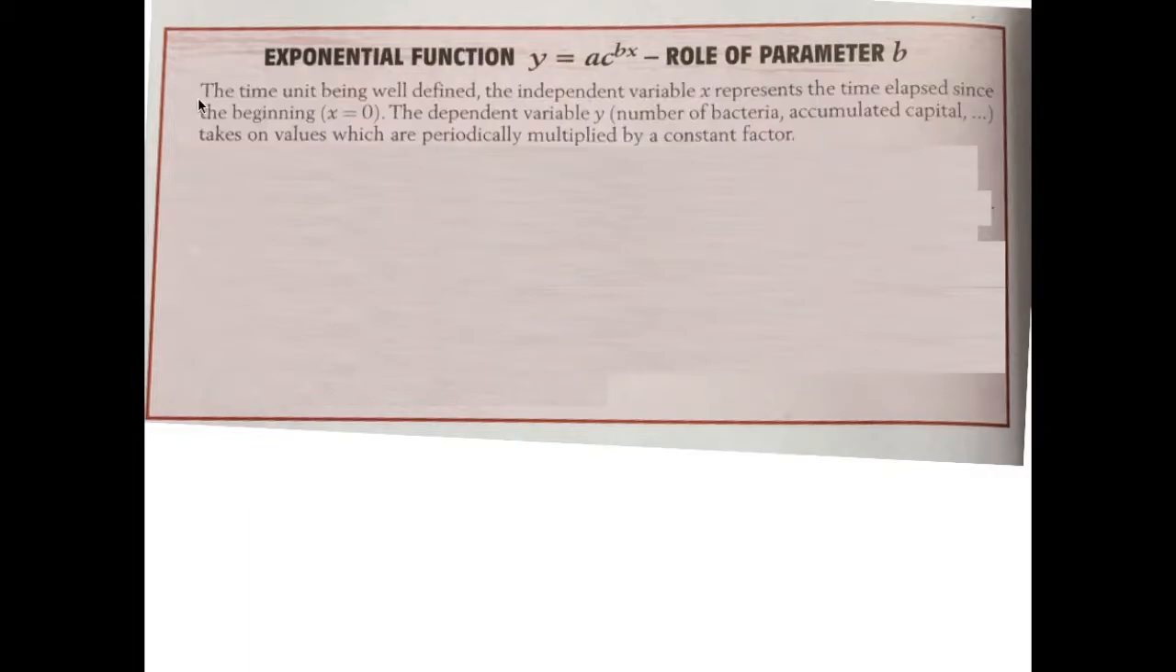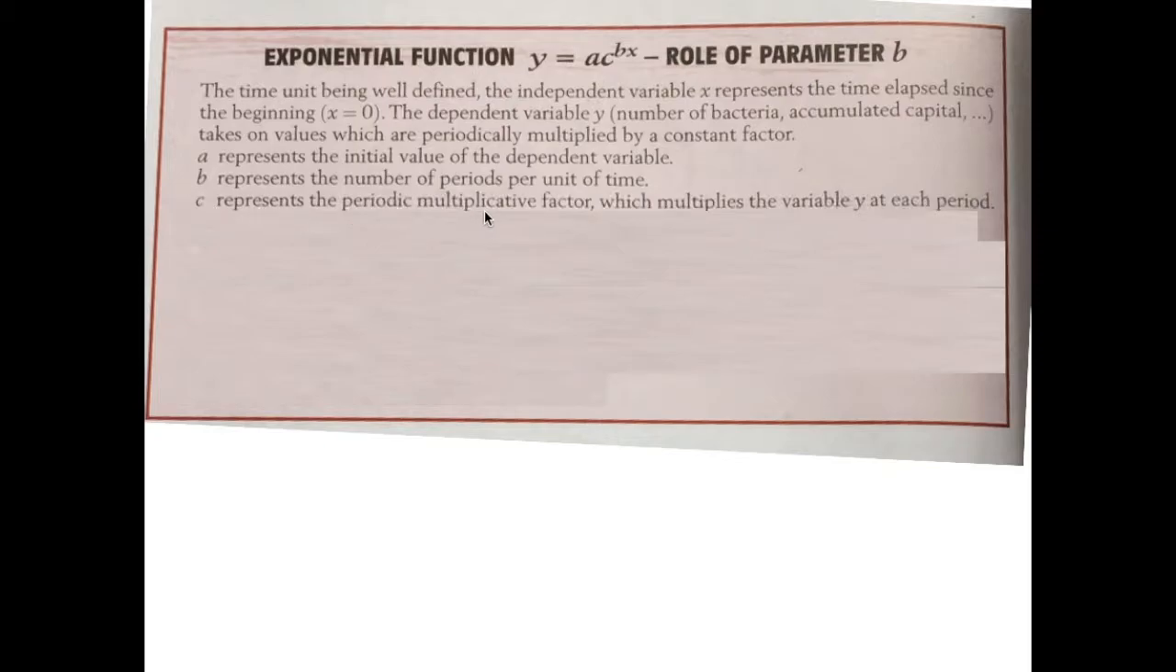The exponential function y is equal to a times c to the bx. So we're looking at the role of parameter b. The time unit being well defined, the independent variable x represents the time elapsed since the beginning, x equals 0. The dependent variable y, the number of bacteria accumulated, capital, etc., takes on values which are periodically multiplied by a constant factor. A represents the initial value of the dependent variable. B represents the number of periods per unit of time. So if we're talking about hours, it's how many times does it double or triple or whatever per hour. C represents the periodic multiplicative factor.